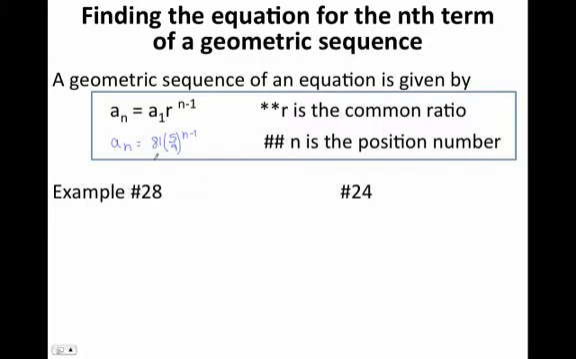So one example here is number 28, and what it asks for is write an expression for the nth term of the geometric sequence. So I'm going to actually just go further and say you should find the nth term.